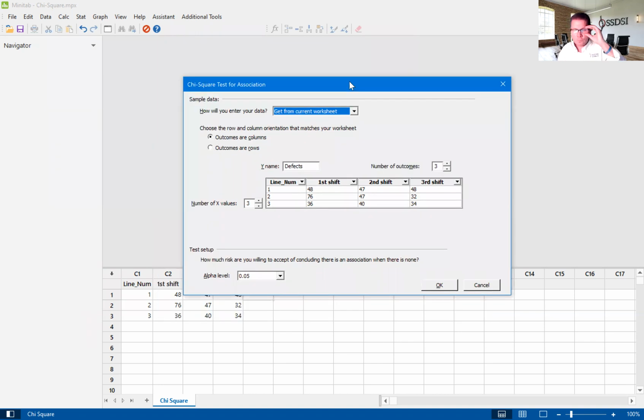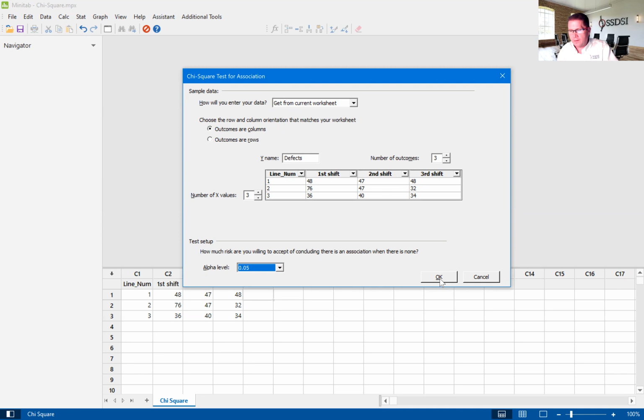As you can see here, I already have my dialogue box filled in. Okay, so you'll have to fill this in with the data. It's a little more complex than some of the other tests. But basically what we're looking at is, is there a difference in the amount of defects produced per shift, all right? Per shift and per line number. Our alpha level is 0.05. You have the ability to change that, not much in the assistant, only 0.05, 0.01, or 0.10. We're going to keep ours at 0.05.